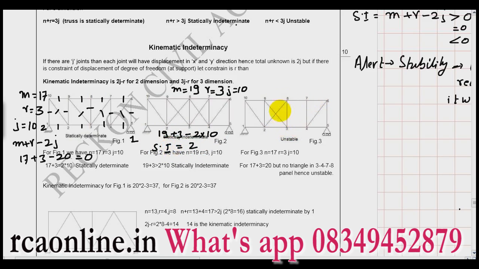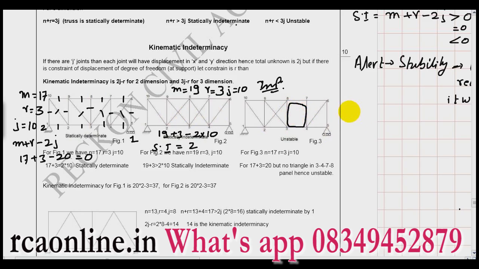Now see this truss. This is an important truss, friends. In this truss, you need not calculate M plus R minus 2J. The reason is that this panel is not triangular but rectangular. So this truss is unstable. Clear? So you have to first see that all the truss panels are triangular in shape. If you see any irregular shape, like a rectangle, then you will say that the truss is unstable.